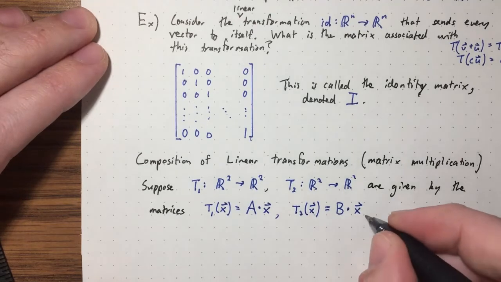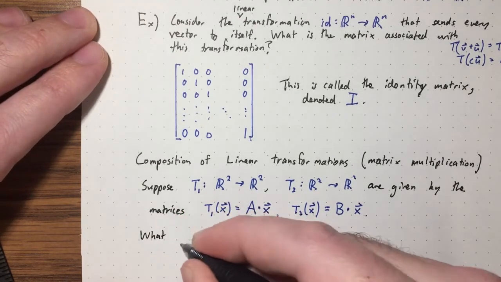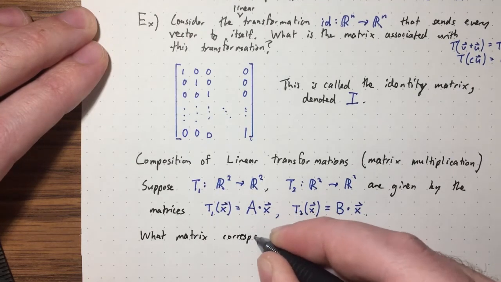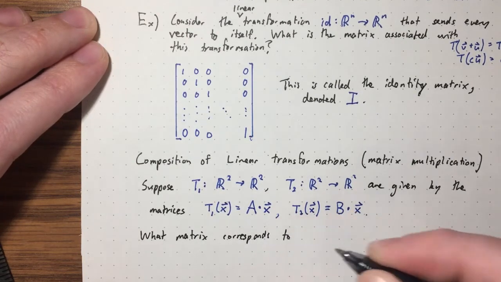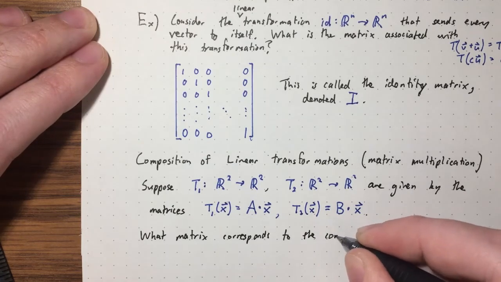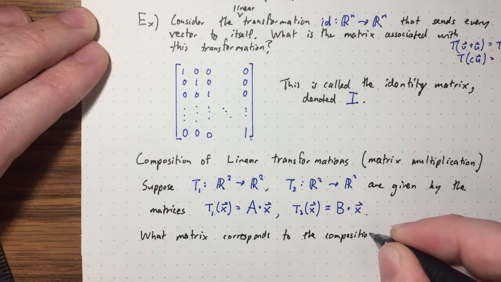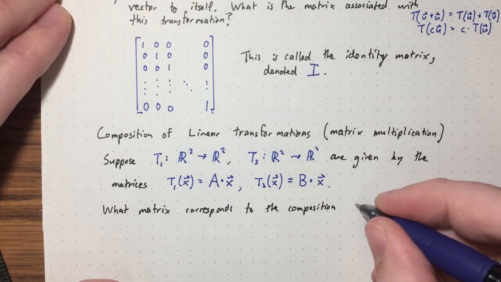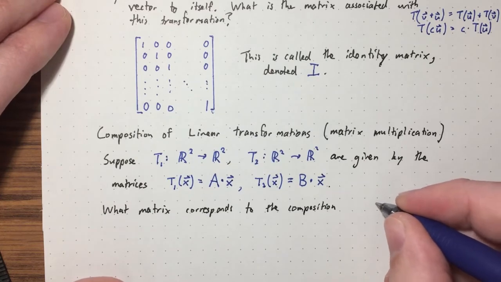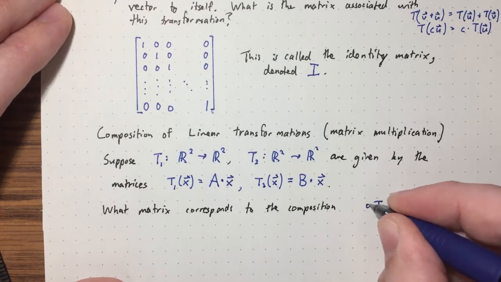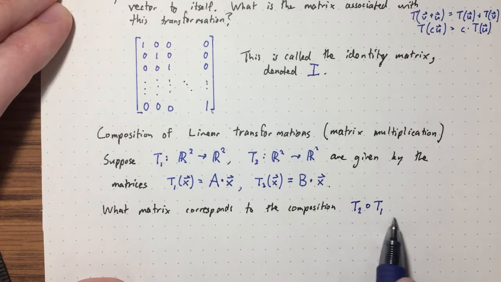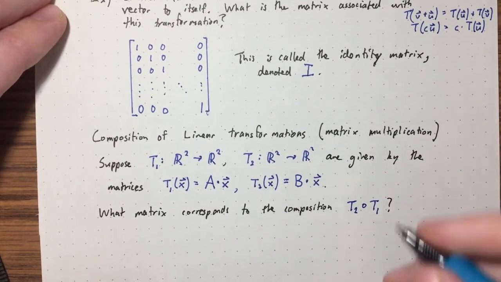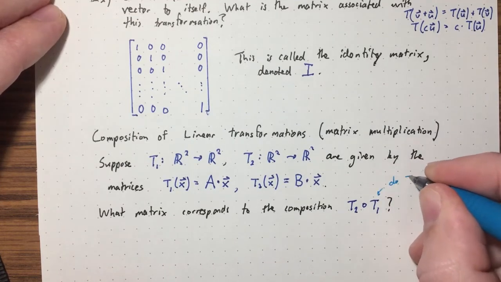And here's the question I want to ask. What matrix corresponds to the composition? I can do these in any order. Let's say I do T1 first and then T2. So here's T1, then T2. Remember when we write function compositions, this is the one that we do first. Do T1 first, then T2.